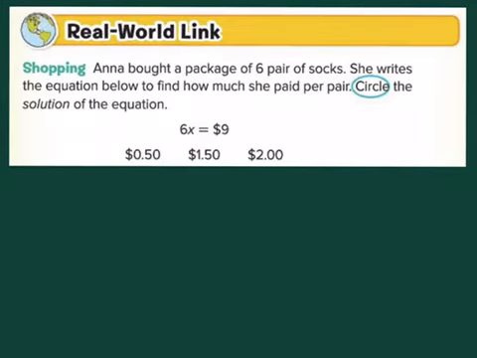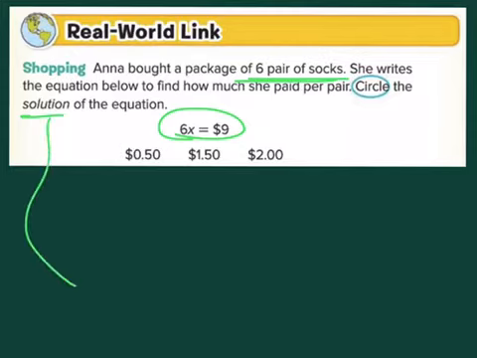Go ahead and take a look at the real-world link that they provide you. It says, Anna bought a package of 6 pairs of socks. She writes the equation below, 6 times x equals 9. To find how much she paid per pair, circle the solution of the equation. We're going to hit this word solution later, but your solution is actually what the variable is equal to, or what the letter is equal to.